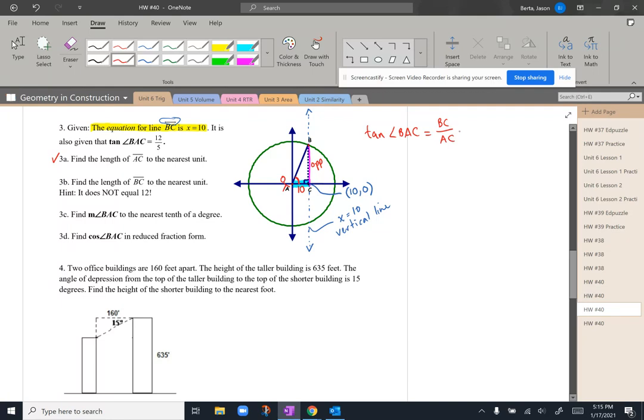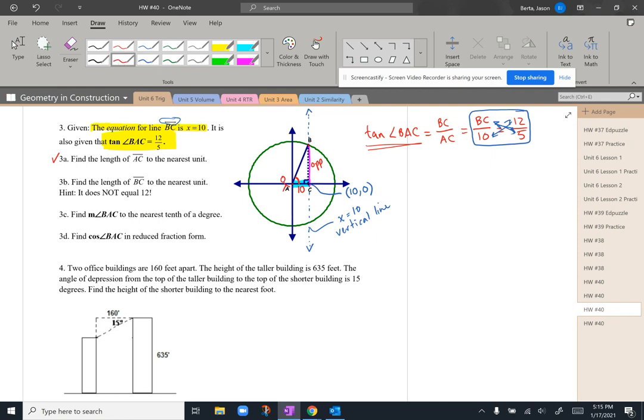And what we can set that to, well, we know that BC is what we want to find. We know that AC is 10. We found that in the first part. And now let's take a look at that second piece of information we're given in the problem itself, and that is that the tangent of BAC equals 12 over 5. So we can use that. We've basically got an equation with ratios here, and we can use this, cross multiply these, set up an equation to solve for BC, right?